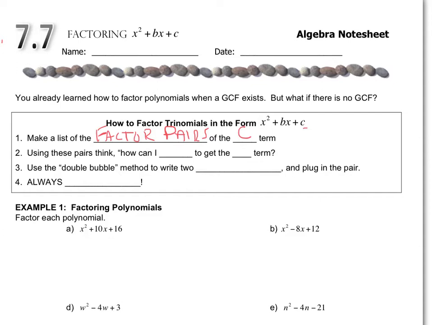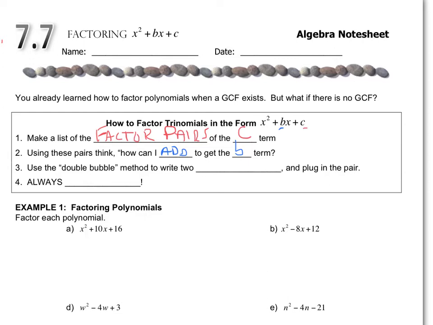For step 2, using these pairs, we want to be thinking, how can I add these numbers, the pairs, to get the B term? The B term is right here in front of the x, the coefficient of the x. So I want to find factor pairs of the C that will add together, and it's always add, to get the B value.